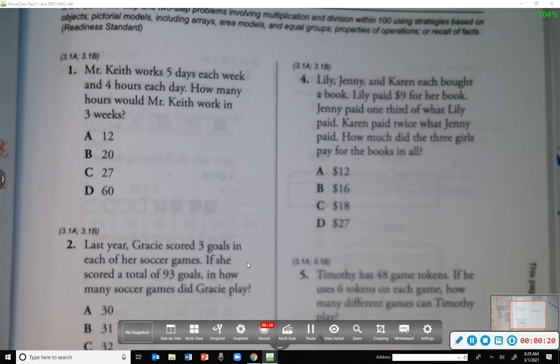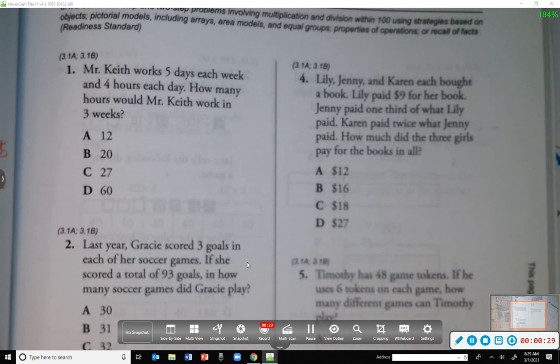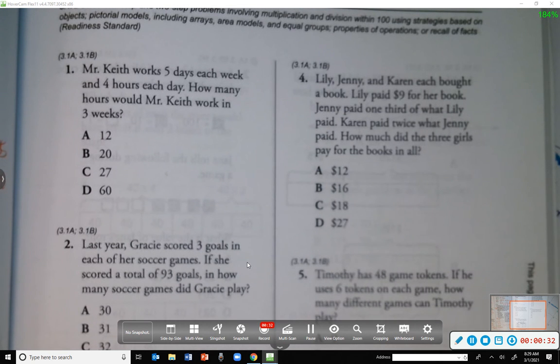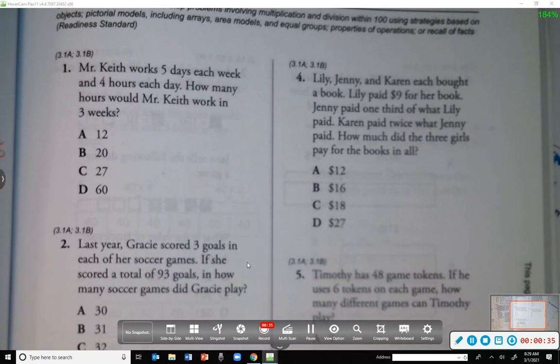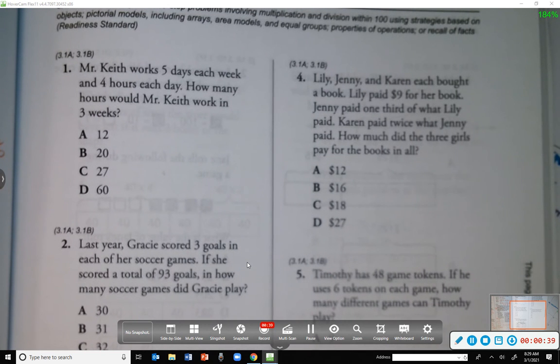Number 1 says, Mr. Keith works 5 days each week and 4 hours each day. How many hours would Mr. Keith work in 3 weeks? Okay, it's a lot of information there. So what could we do if we're stuck? We don't know what to do. Jalen? Shorten it. Take one sentence at a time, maybe?